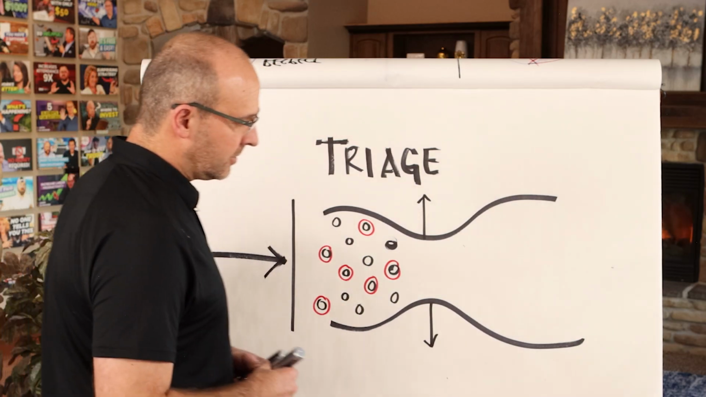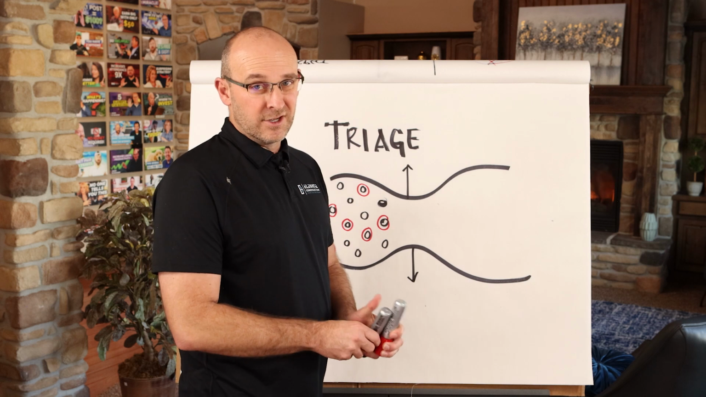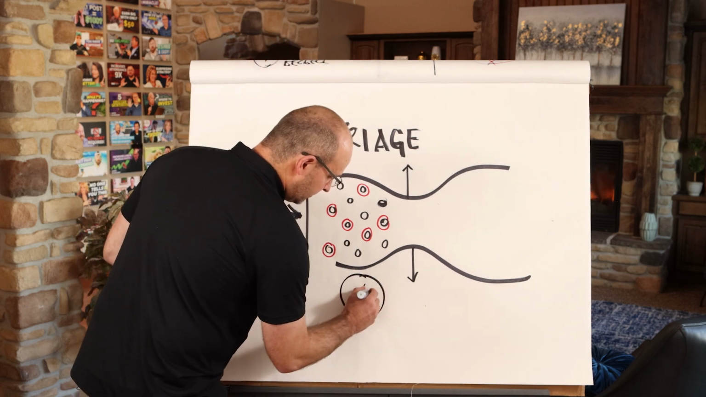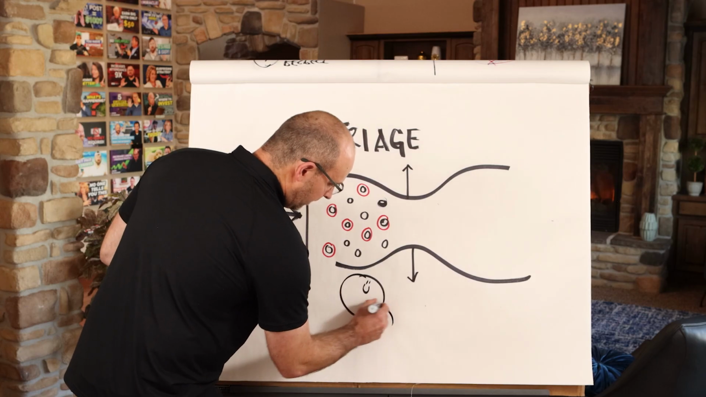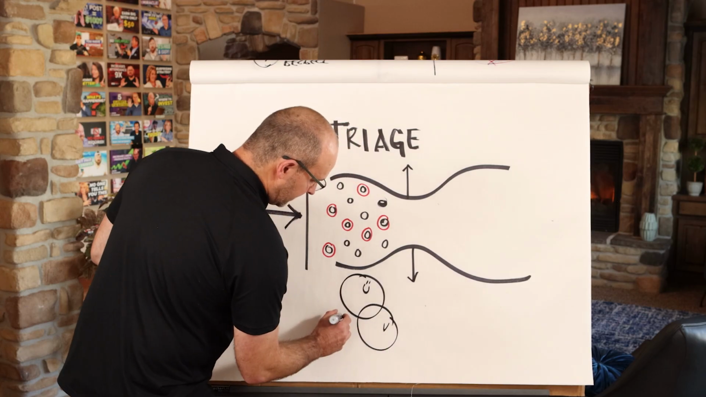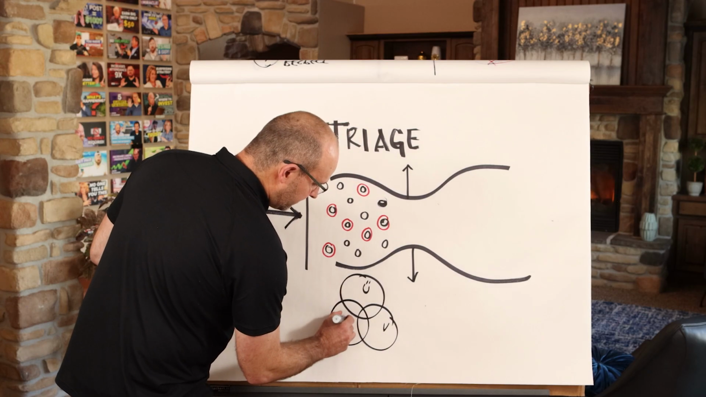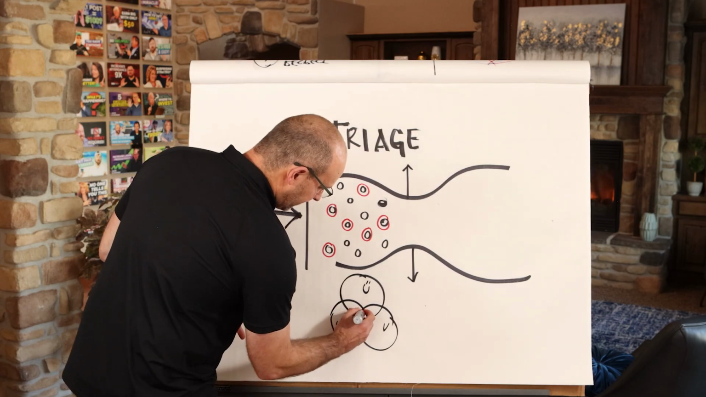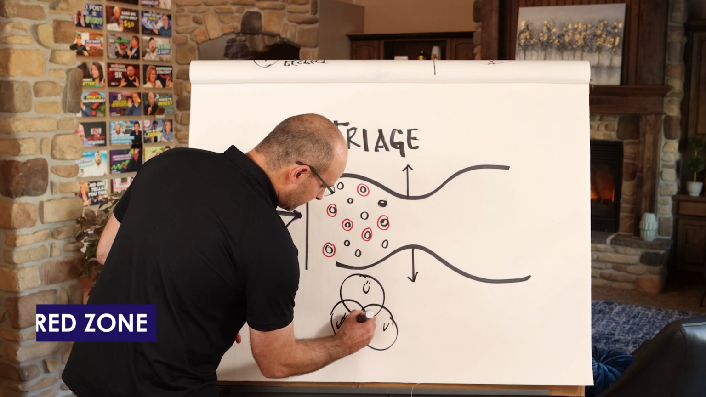And I would like to encourage us to remember the red zone, and I'll just go ahead and draw it here one more time. It's, what do we like doing? What are we good at? And I'll do that with a check mark. And where do we make money? The intersection of those three are literally what's called your red zone.